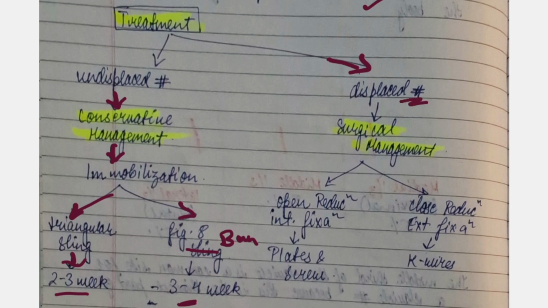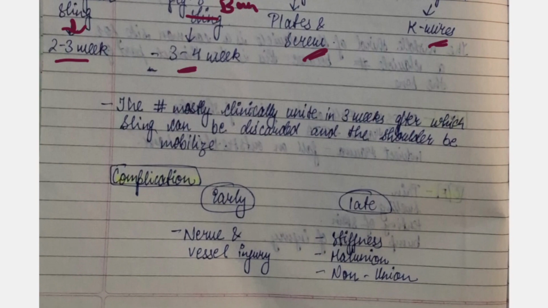Now let's see the displaced fracture. For displaced fracture, we have to go with surgical management, either ORIF or closed reduction. ORIF means open reduction and internal fixation, which is done by plates and screws, and closed reduction external fixation is done by K-wires. The fracture mostly clinically unites in 3 weeks, after which the sling can be discarded and the shoulder mobilized.